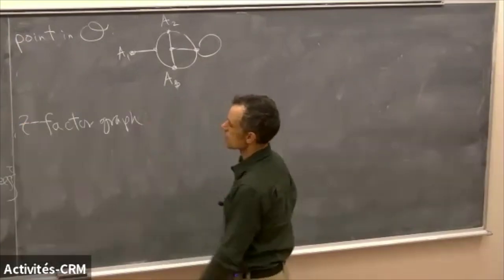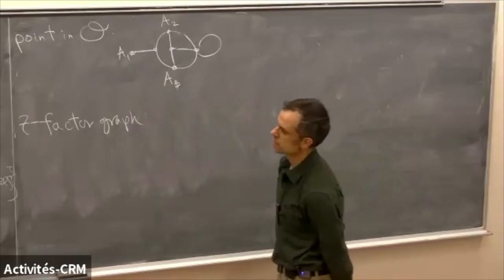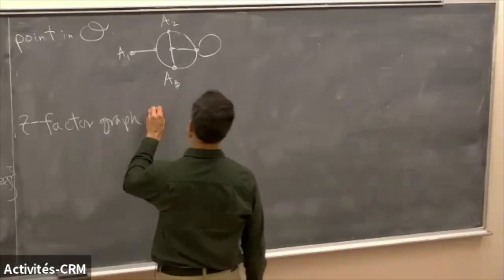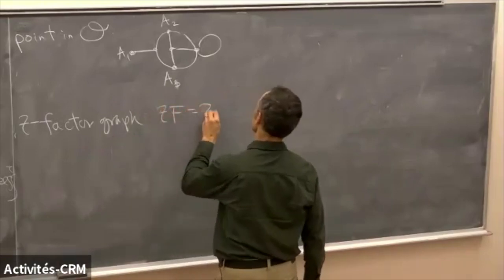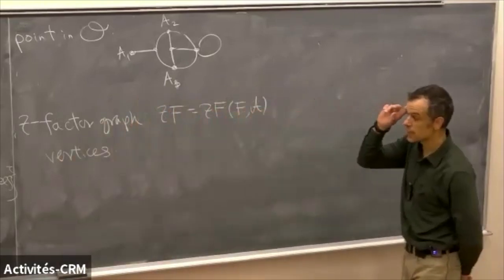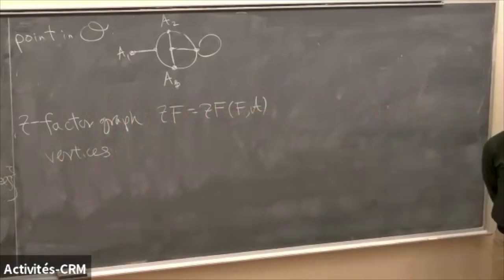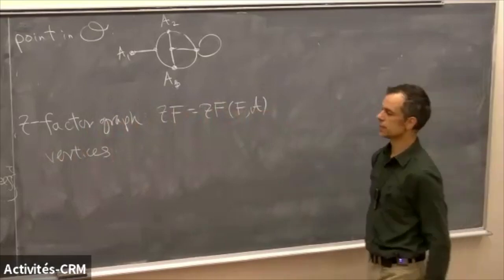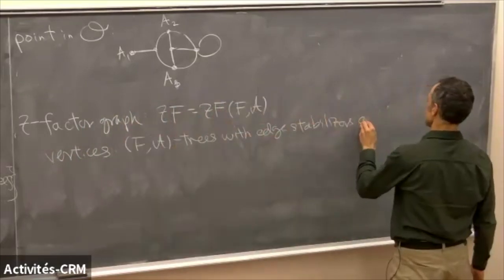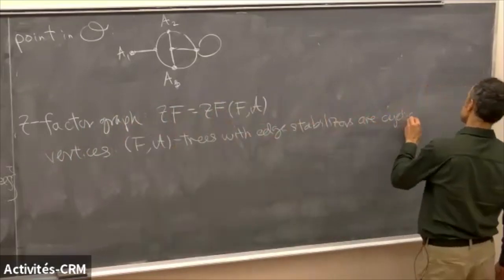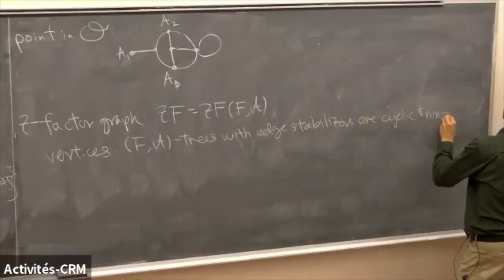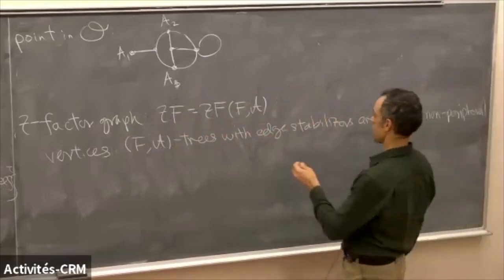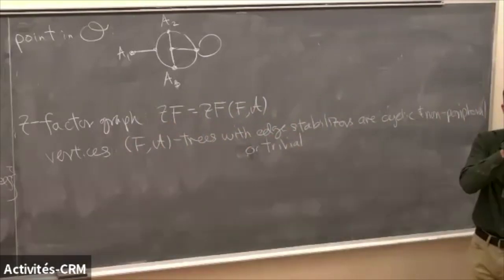Okay, so this is also related to these trees, right? It's built out of trees. So the vertices of this graph, I'll call this ZF. The vertices are going to be FA trees where the edge stabilizers are cyclic and non-peripheral, right? So they're not conjugate into one of the AIs, or they're trivial. Okay, so those are the vertices of the graph.